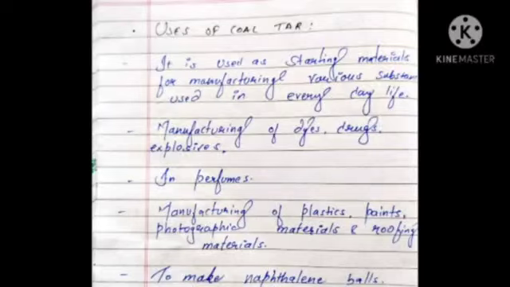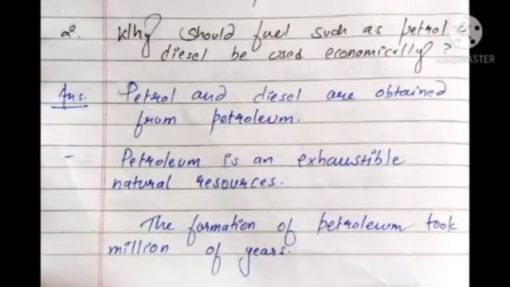In perfumes, manufacturing of plastic, paints, photographic materials and roofing materials, to make naphthalene balls. Second question is, why should fuel such as petrol and diesel be used economically?